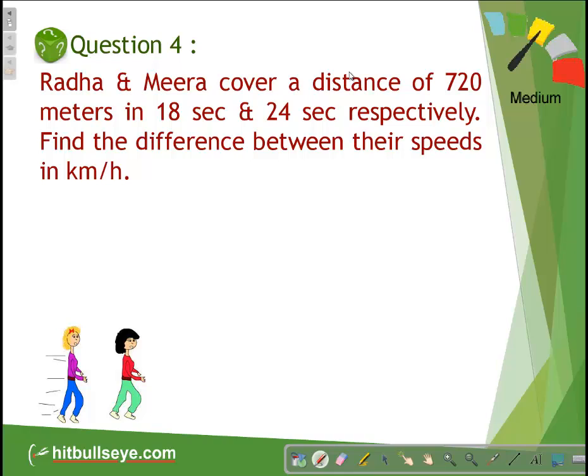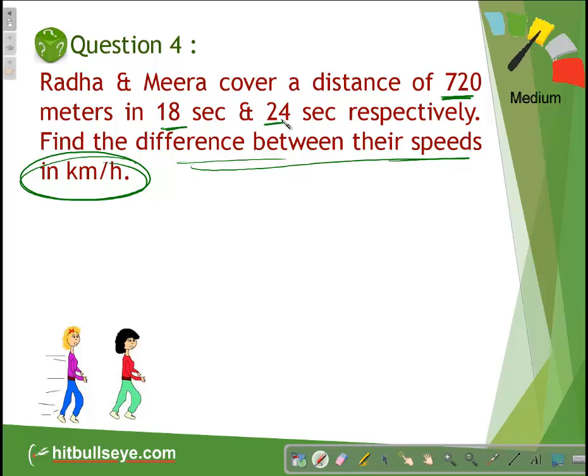Radha and Meera cover a distance of 720 meters in 18 seconds and 24 seconds respectively. Find the difference between their speeds in kilometer per hour. Okay. Here the examiner is asking the difference between speeds. Kilometer per hour is the important thing. The unit is in kilometer per hour. But in the question it is given 720 meter, 18 seconds and 24 seconds. So what we'll do?